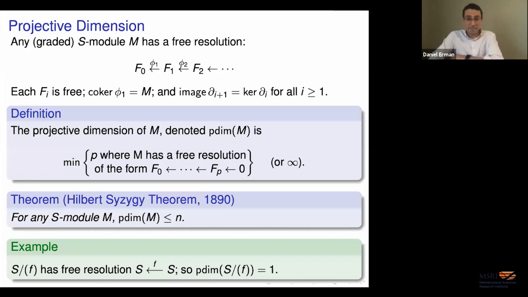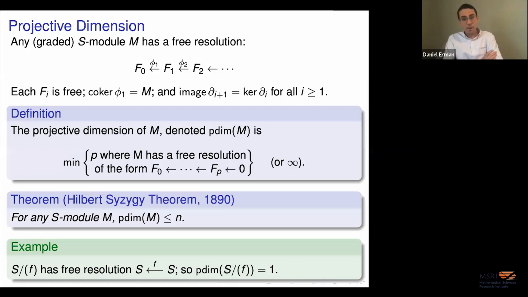That's just s maps to s by the map f, by multiplication by f. And so the projective dimension is 1. And I want to flag this example, not just for someone who's never seen a free resolution, so you see one kind of silly one. I want to flag it also to point out that Hilbert's Syzygy theorem is very often not sharp.